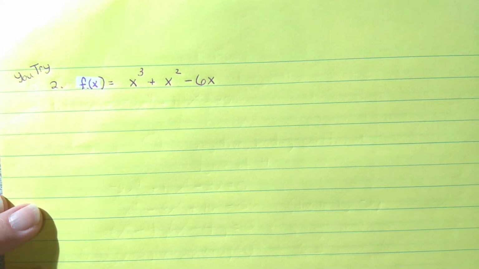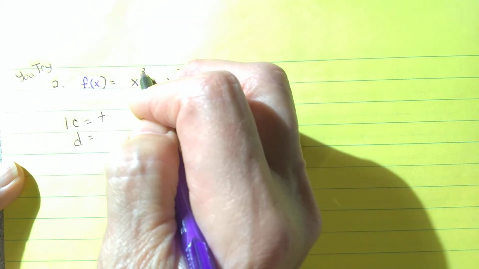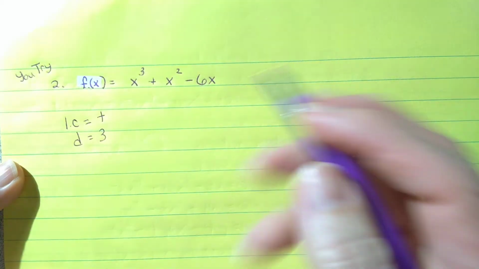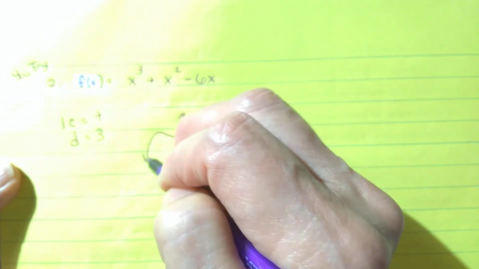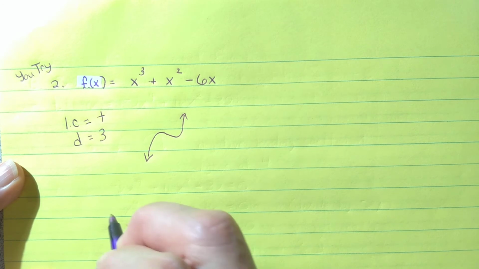Okay, welcome back. First thing we're going to talk about is our leading coefficient. Our leading coefficient is positive. Our degree is 3. If I look back at my chart, I know that my graph is going to look something like that.